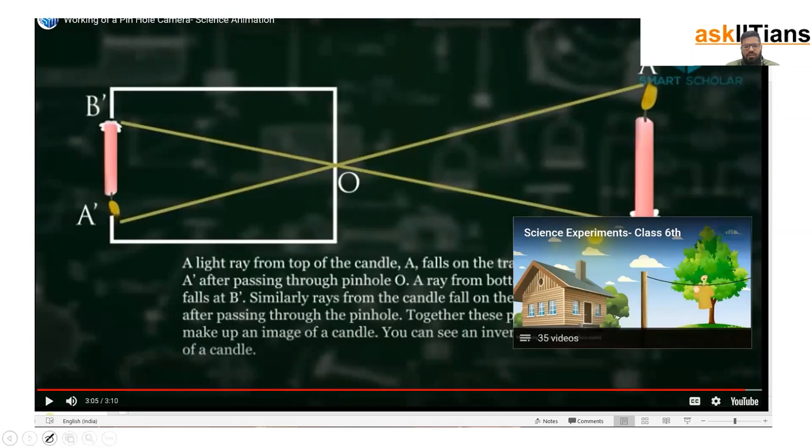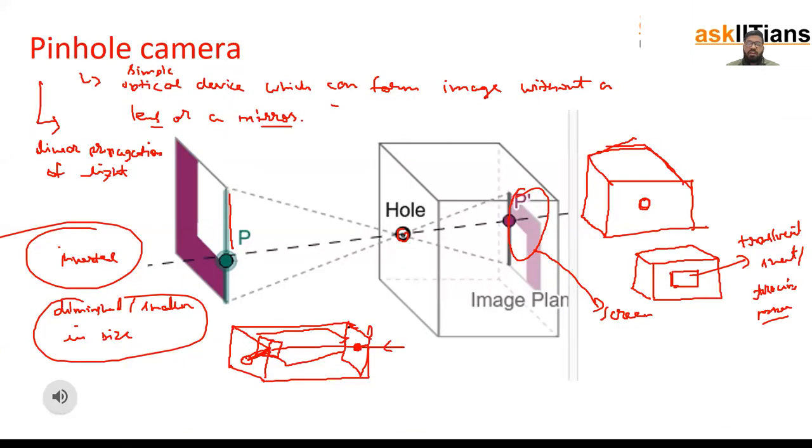You can see the image, yeah? What image have you seen? Real, inverted and diminished. Now the thing is clear. What is a pinhole camera? How are the images formed? The properties of the image are: real, inverted image. Yeah? The image has some color. Yes? Clear? So what is the practical use of a pinhole camera?